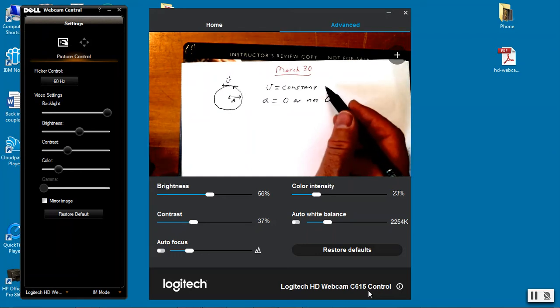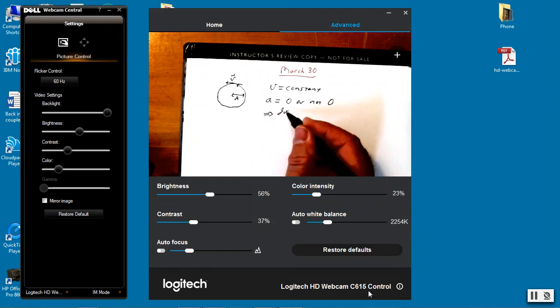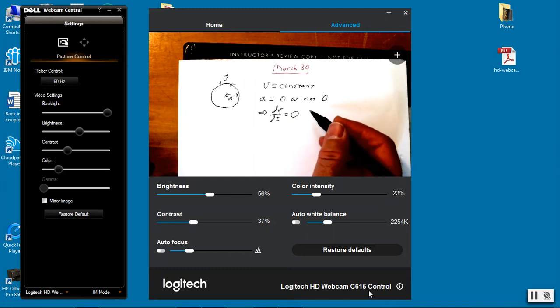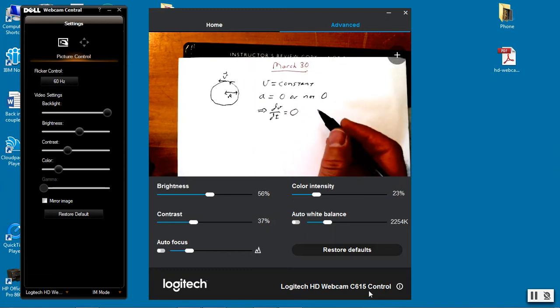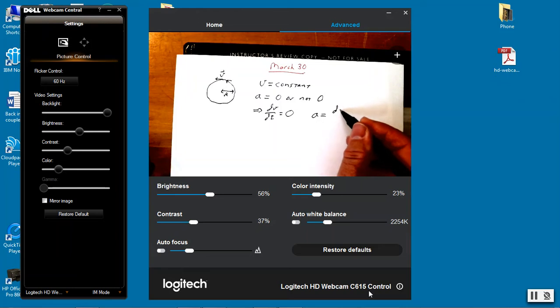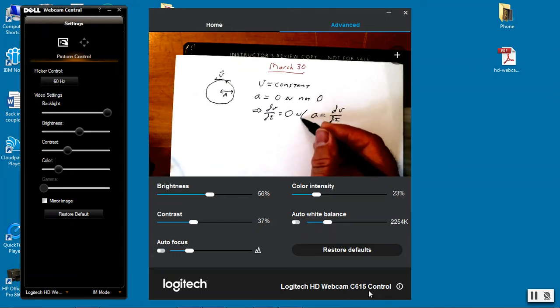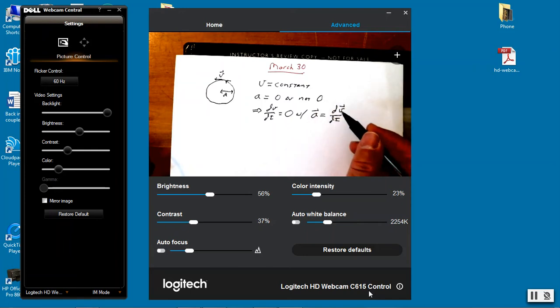So one reaction is that, well, if the speed is a constant, then that means that the time derivative of the speed is 0, which would seem to imply that acceleration is 0, because acceleration, after all, is the derivative of the speed. Except that's not quite true. Acceleration is the derivative of velocity.